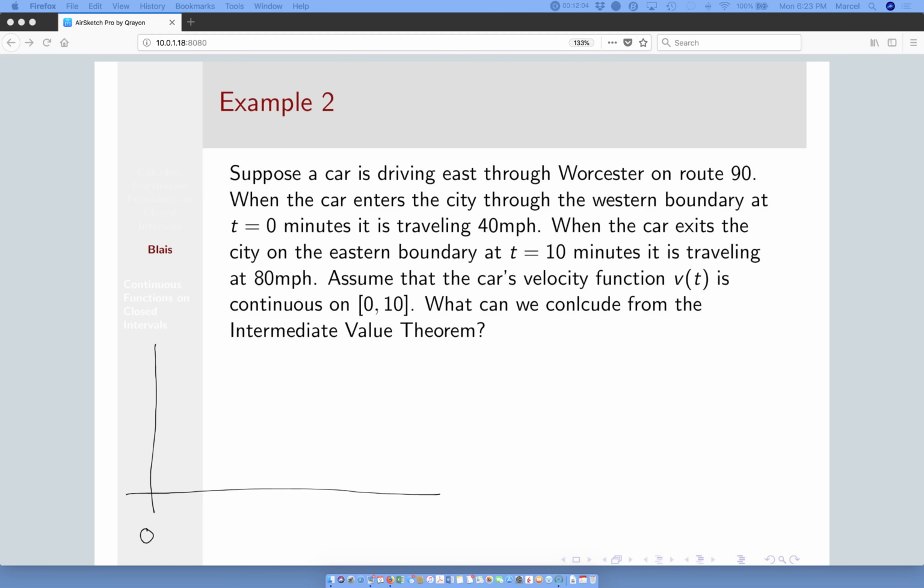So let's think about the velocity function of this graph. We're at time 0, and we're here. This is v, our velocity function, v(0), which is 40. Then the car is driving through the city, and 10 minutes later, it leaves the city on the eastern boundary at 80 miles an hour. So at the 10-minute mark, we're here at 80. That's the velocity at 10 minutes.